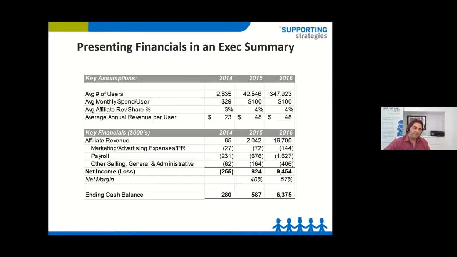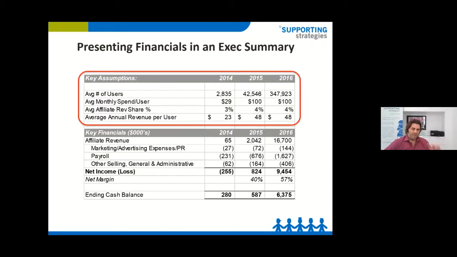In an executive summary, which is usually like a 1 or 2 page written document as a Word doc or a Google doc or a PDF, you might include a table like this that shows, again, the context up on the top, the KPIs that explain how you achieve the financial results down below, because then it tells the whole story in one picture.